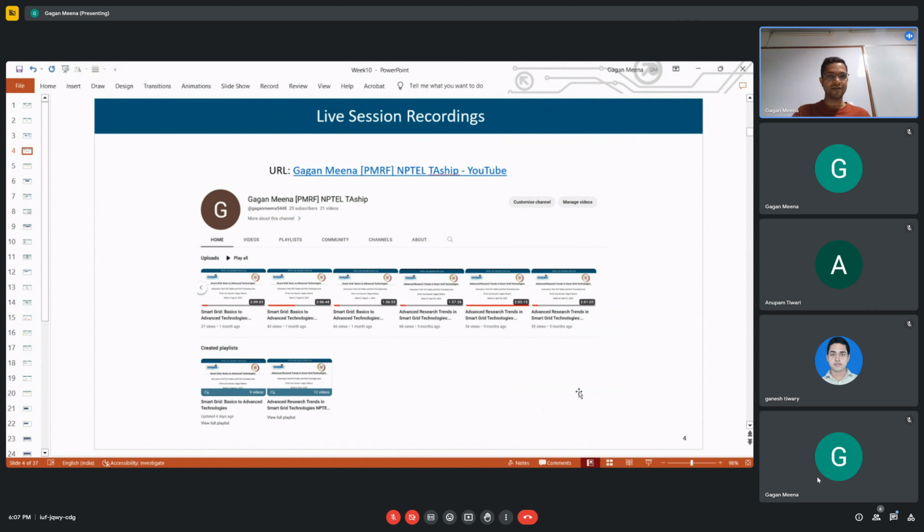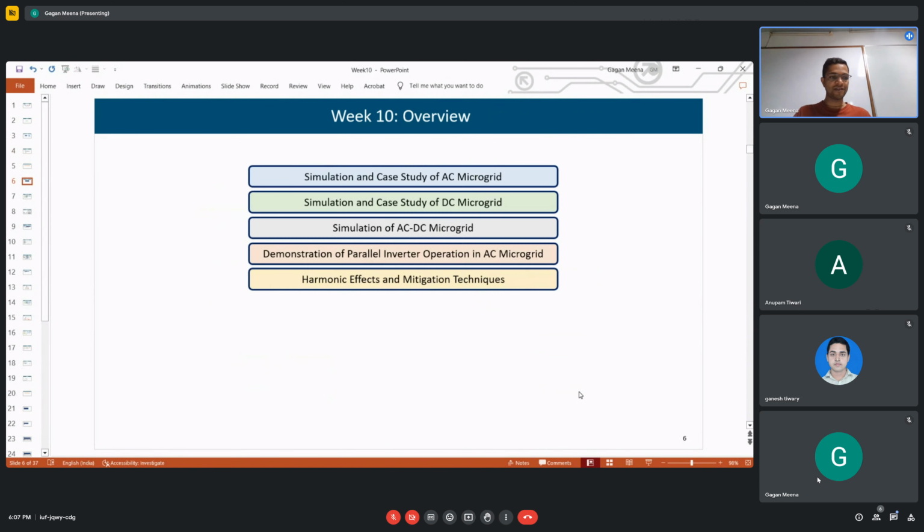Let us begin with the week 10 overview. Just as I told you in the last session also, these last 4 weeks, 9 to 12 material, are all demonstrations. Whatever we have covered till week 8, their demonstration is covered in the subsequent 4 weeks. In the last week, we saw a demonstration of solar generation, wind generation, and then battery cell balancing, passive and active cell balancing.